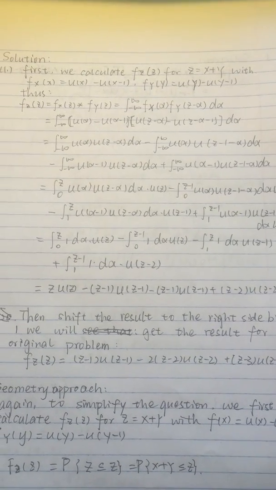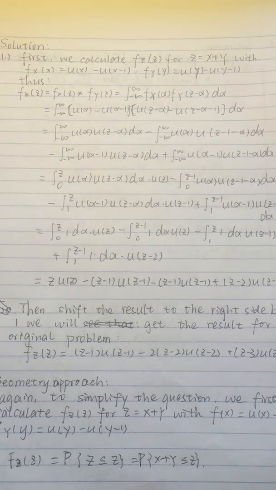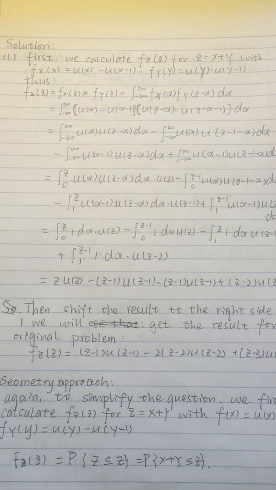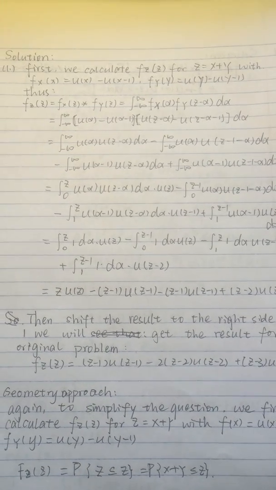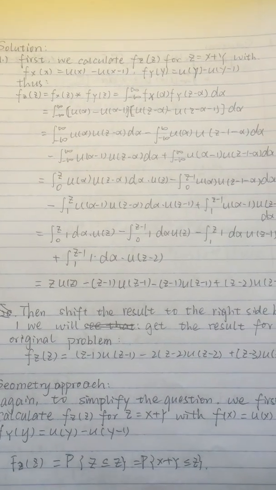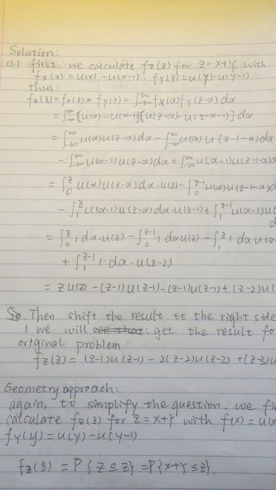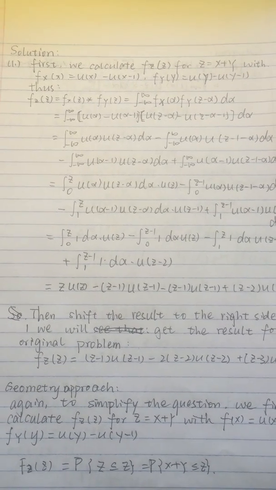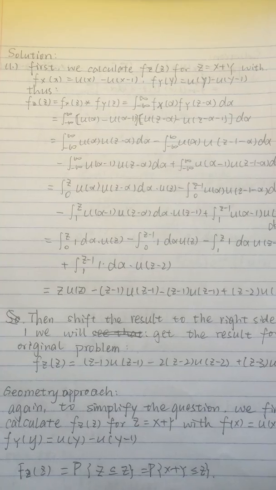Hi, this is Ziu. Today I'm going to do homework 5, problem 1 of probability and stochastic processes. Okay, let's start. The first part of problem 1 asks us to use the convolution method to calculate the Fz.